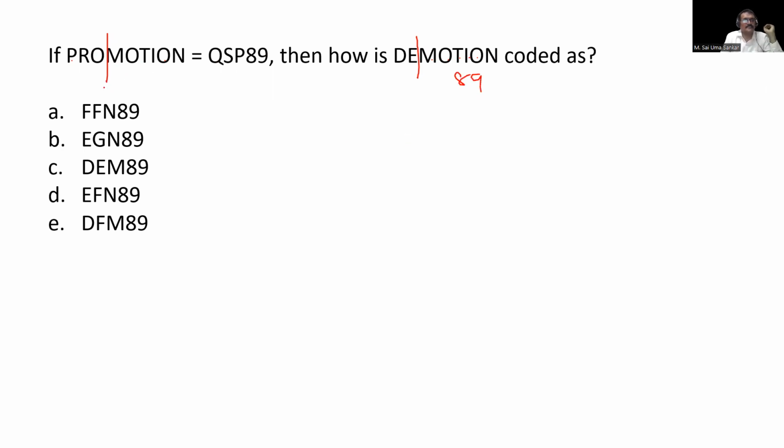And what is the next one? PRO is equal to QSP. The next letter of P is Q. Next letter of R is S. Next letter of O is P. And what is the D? D's next letter is E. E's next letter is F. So EF. And I think another M is also there. DEMMOTION. Then what happened? The next letter of D is E. Next letter of E is F. Next letter of M is N. So what is the answer? EFN 89, which is the required answer.